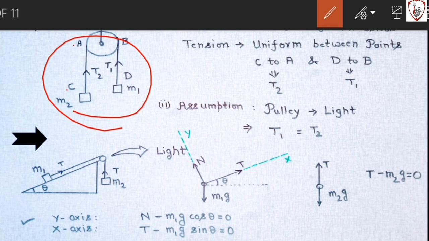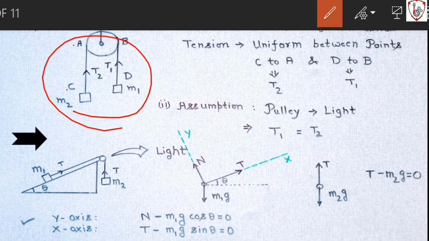Due to mass m1 and its weight m1g, the tension between B and D will be uniform, correct? Assume here that it is T1. Okay, so between A and C and between B and D there is a uniform tension, but that will be different if there is a big pulley having some mass.